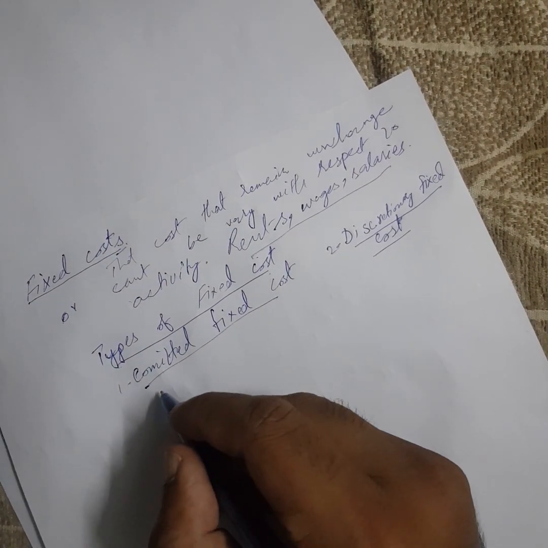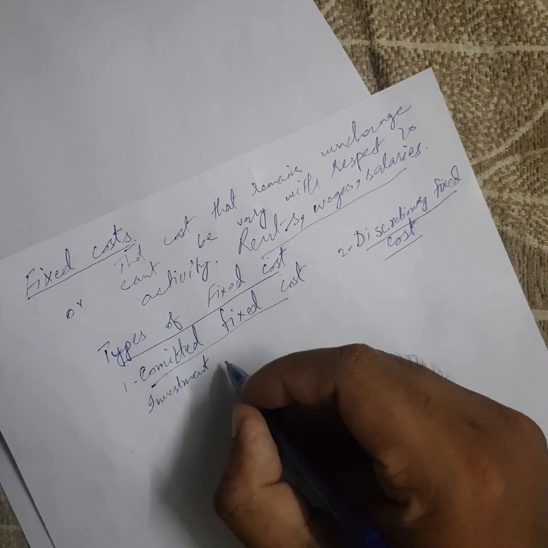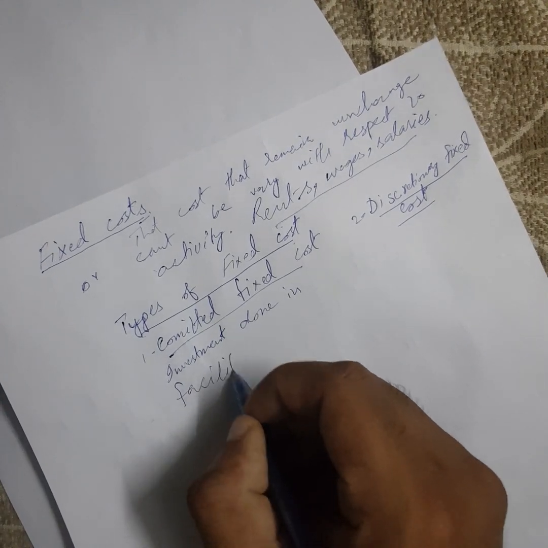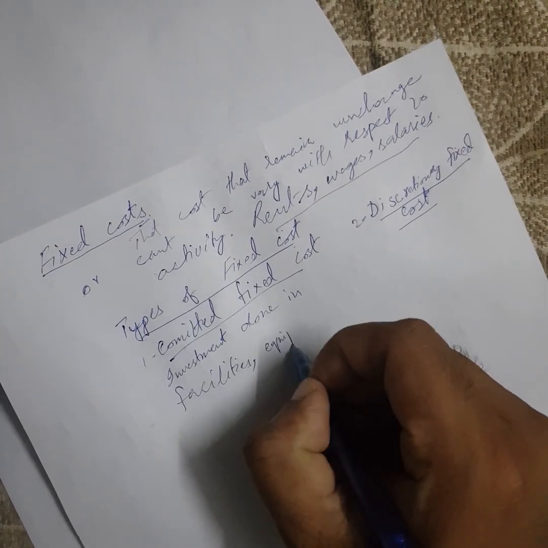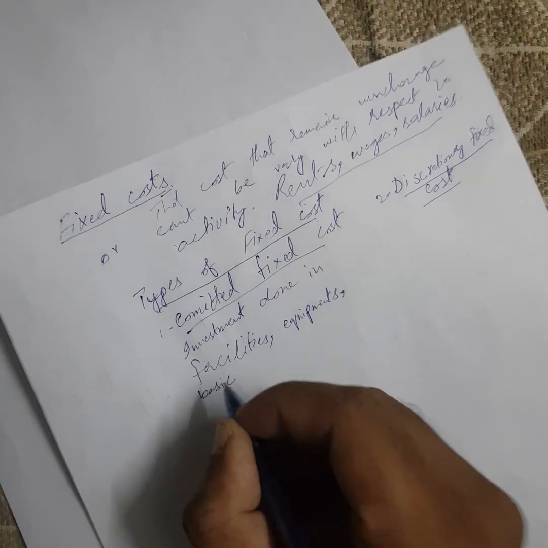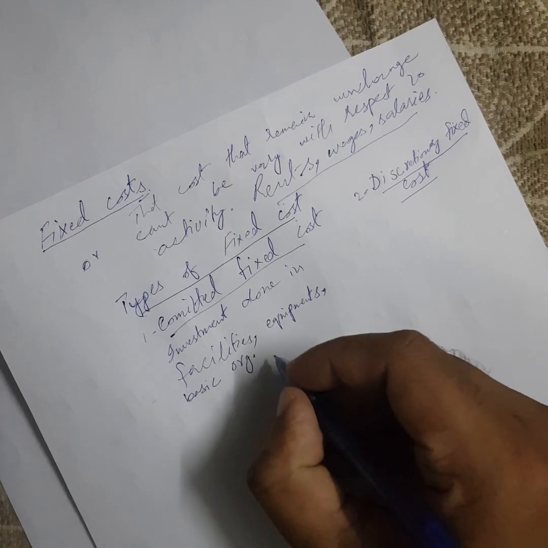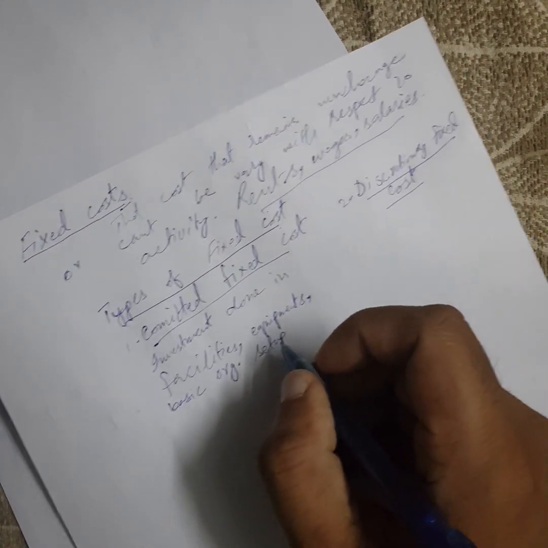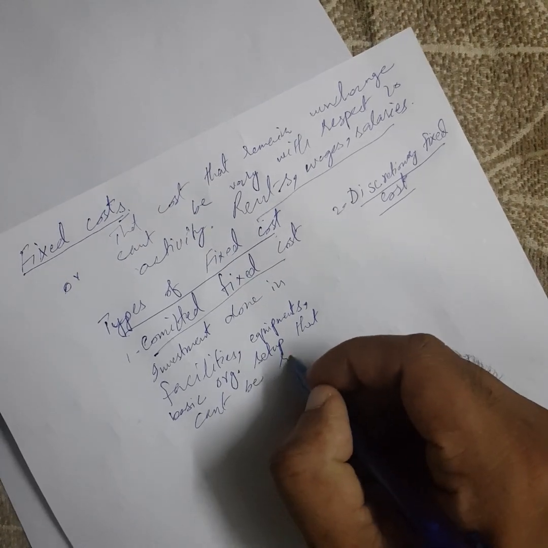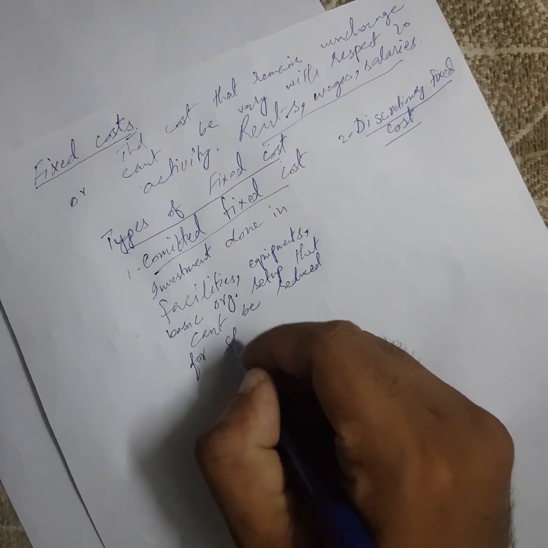Committed fixed cost, we can say, is investments done in facilities, equipment, and basic organization setup that can't be reduced for short periods of time.